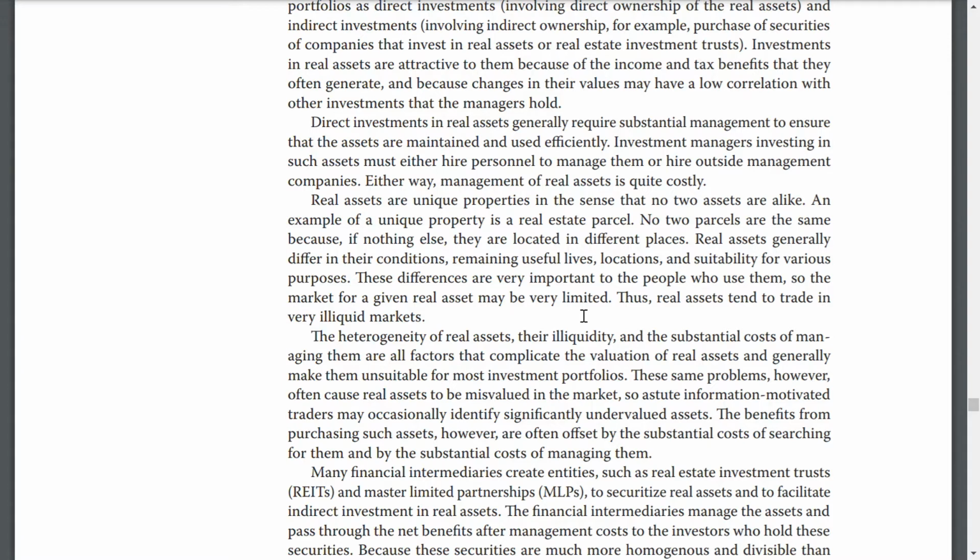The heterogeneity of real estate, their illiquidity, and the substantial cost of managing them are all factors that complicate the valuation of real estate and generally make them unsuitable for most investment portfolios.